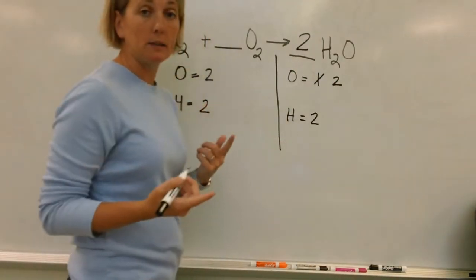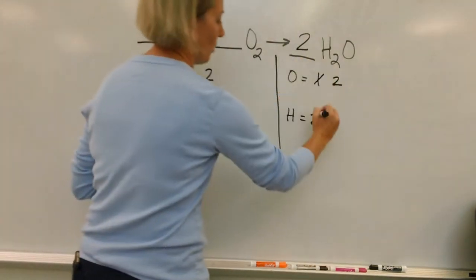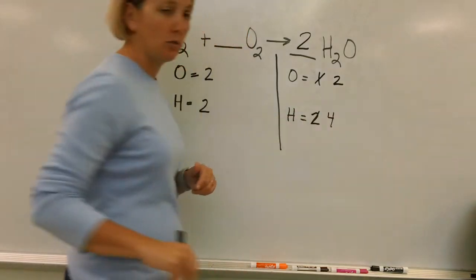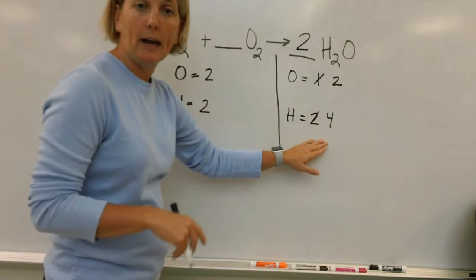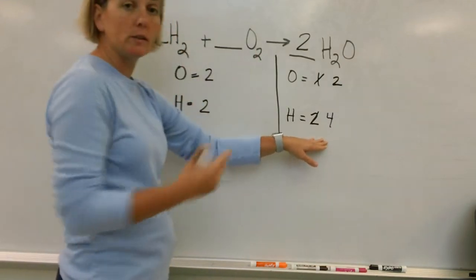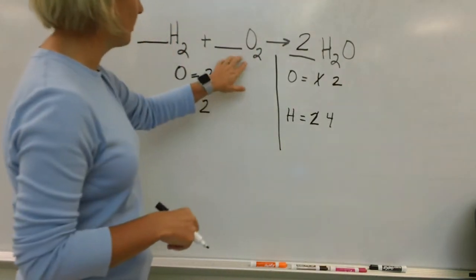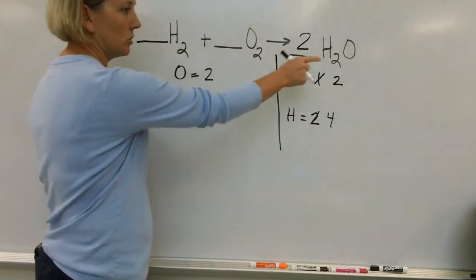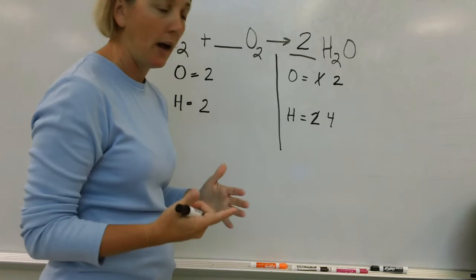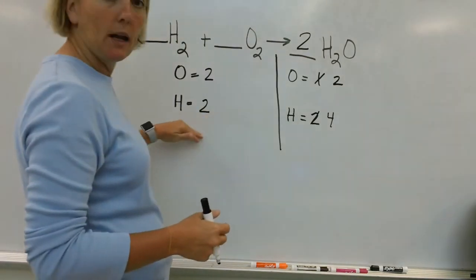But it also impacted my hydrogens. 2 times 4, I now have 4 hydrogens. So I fixed one problem, but I've created a new one that I have to then maybe put a coefficient someplace else. Now, I would never put a coefficient here at this point, because if I do, that's going to change my oxygens. My oxygens are actually fine. I need to balance out my hydrogens.